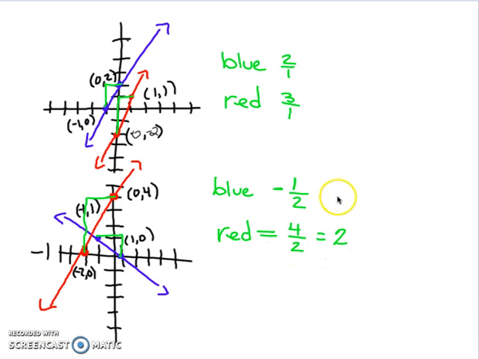So if the blue line slope is negative 1/2 and the red line slope is 2, they are opposites because one is positive and one is negative, and they are reciprocals. 2 by itself has a denominator of 1. So if 2 over 1, if we flip that, is 1 over 2. So these lines would be considered perpendicular.